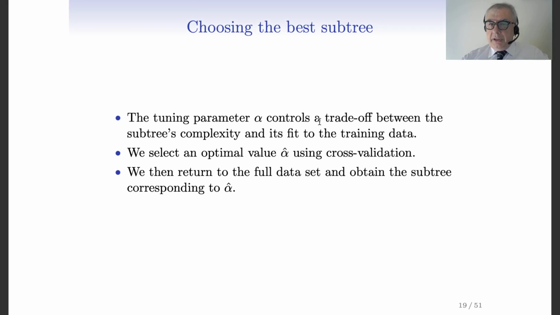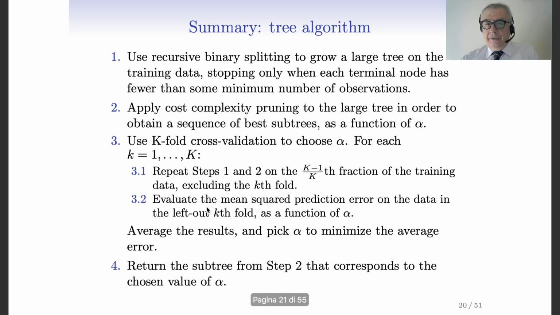So the tuning parameter controls the trade-off between complexity and fit to the data. And most importantly, we can tune this alpha. We can find an optimal value that we call alpha hat using cross-validation. At that point, when we have found the optimal alpha, we will go back to our data set and select the subtree that was associated with alpha hat.